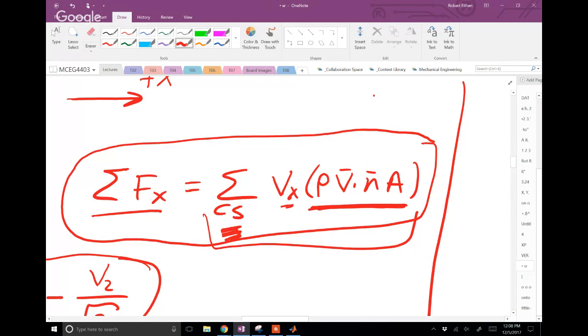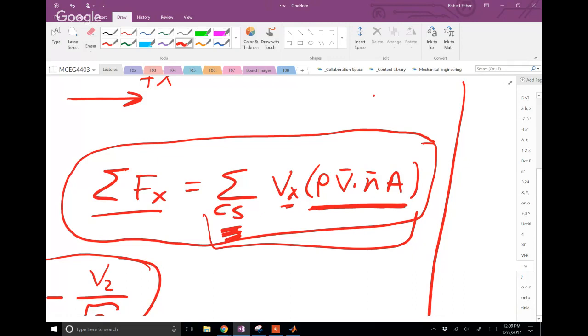How do I get the VX? The VX is the X component of the velocity. In this case, the X component here is just V1. So the right-hand side becomes negative rho V1 A1 times V1, which is just negative rho V1 squared A1. Over here you've got a negative component, so this would be positive rho V2 A2 times negative V2 cosine of 45 degrees. Negative times negative means the whole thing becomes negative rho V2 squared A2 cosine of 45 degrees.